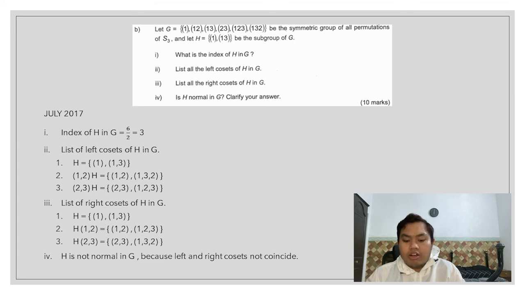The right coset of H is {1, 2}, and we do some permutation, we get (1, 2) and (1, 2, 3). Another right coset of H is {2, 3}, and we do some permutation, we get (2, 3) and (1, 3, 2). The last question is, is H normal in G? Clarify your answer. H is not normal in G because the left and right cosets do not coincide. I think that's all from me and Amin.